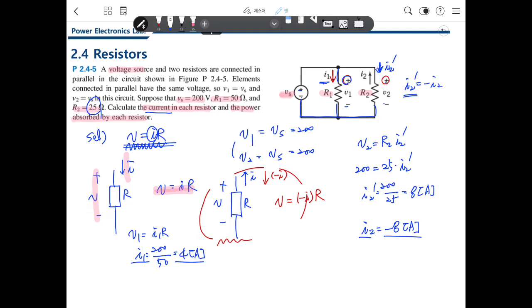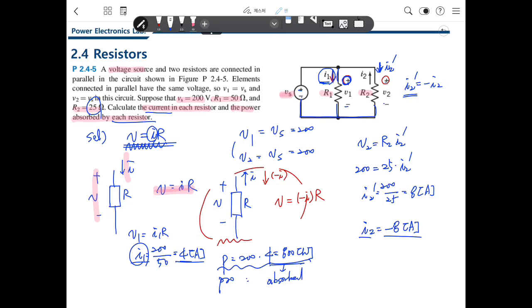Then we need to check the power absorbed by each resistor. The power P is V, which is 200, and the current is 4, so 800 watts. In this case, the direction of I goes into the positive terminal. So P is positive, which means this is absorbed.